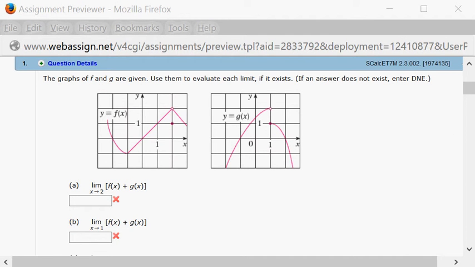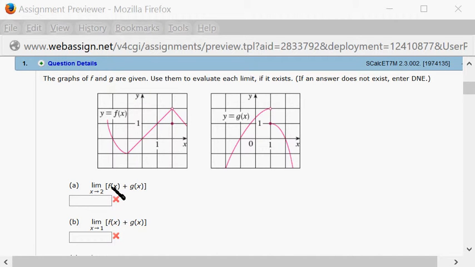Alright, let's look at homework 2.3, problem number 1. Let's evaluate this limit. The limit of f of x plus g of x as x approaches 2. We have to look at the picture, so we can take the limit of each one separately.